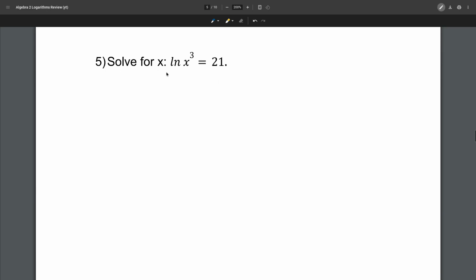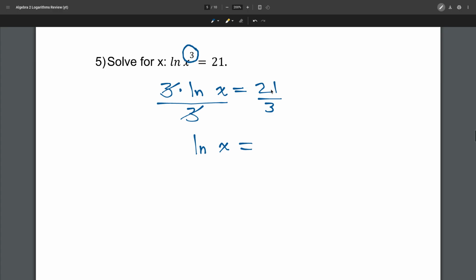Okay, in problem 5, we're solving for x again. We have the natural log of x cubed equals 21. We're going to take the 3 here and write it as 3 times the natural log of x equals 21. We're then going to divide both sides by 3. The 3's will cancel here. We'll get the natural log of x equals 21 divided by 3, which is 7. If you remember from problem 1, the base of a natural logarithm is e. So in exponential form, I can write this as e to the 7th power equals x.